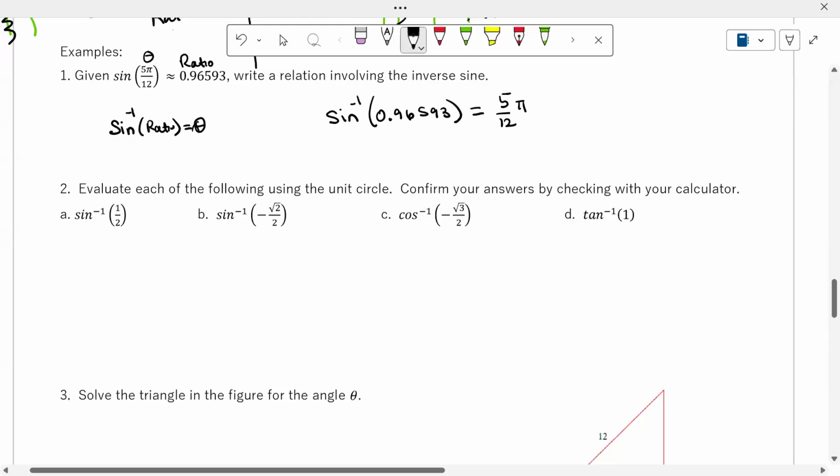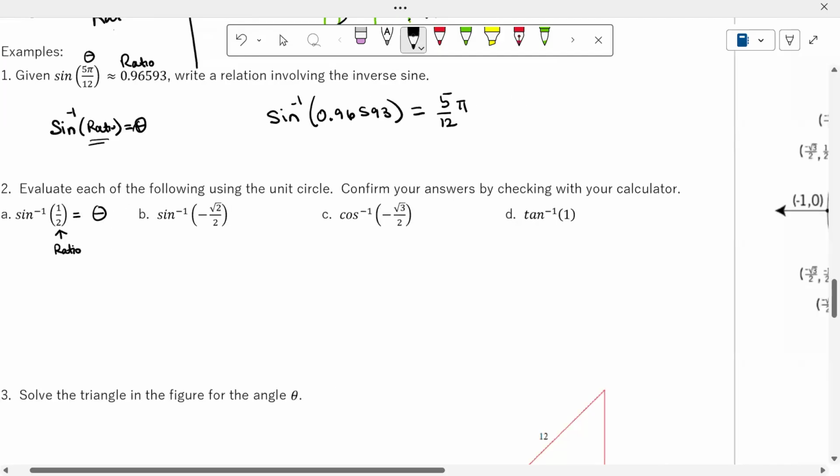All right, more with the inverses. Evaluate each of the following using a unit circle. Confirm your answers by checking with a calculator. I'm probably not going to do that on the video here, but we should discuss our calculator a little bit. All right, inverse sine of 1/2. Is this a ratio or an angle? This is a ratio, and they're asking for what angle produces it.